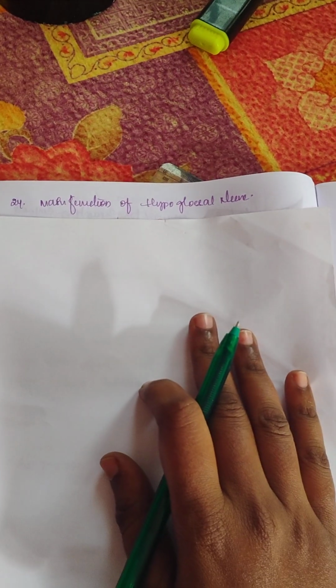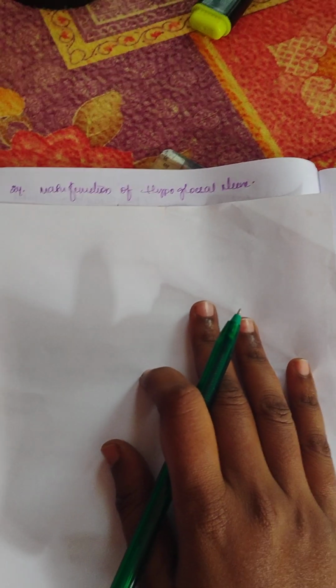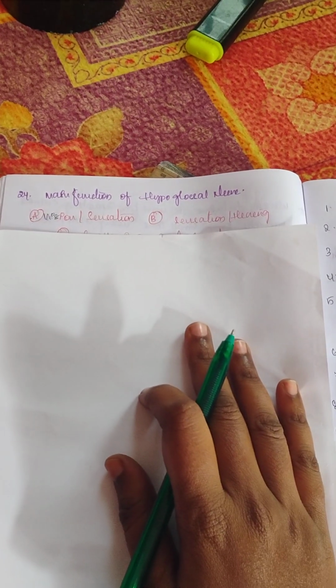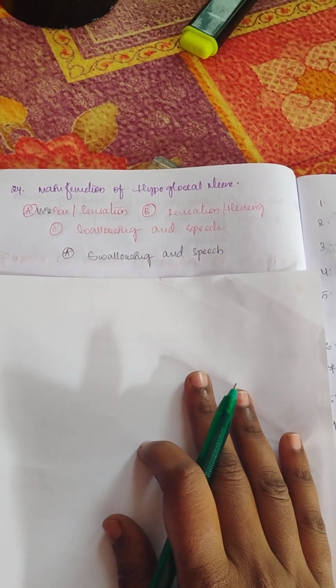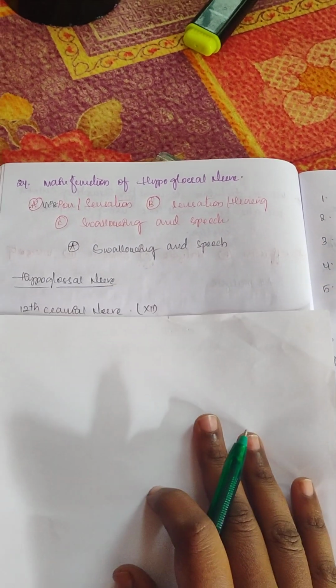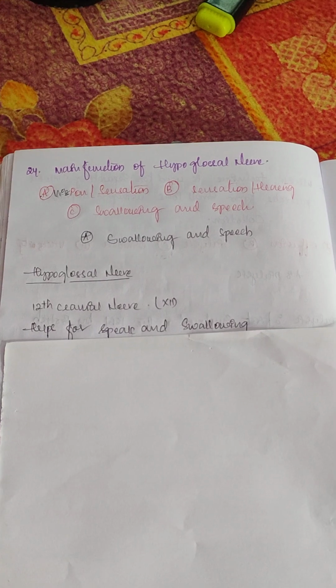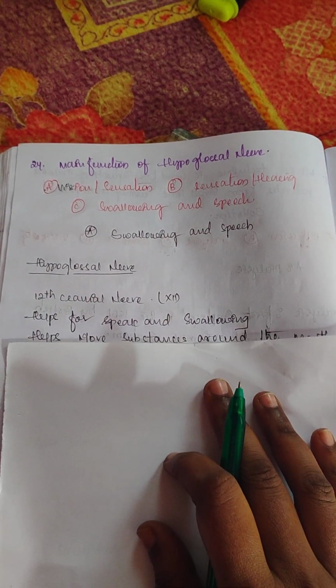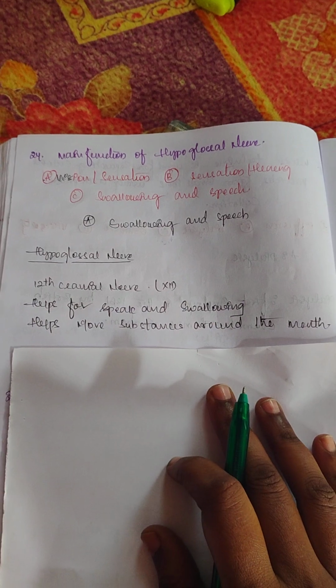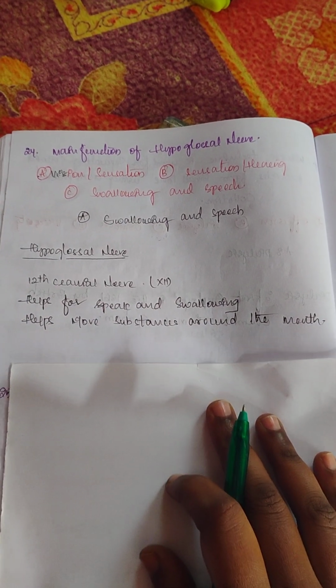Main function of the hypoglossal nerve is, the options: vision, sensation, hearing, swallowing and speech. The answer is swallowing and speech. Okay, actually, some important points about the hypoglossal nerve: we can also call it the 12th cranial nerve, and it helps with speaking and swallowing, and not only that, it moves substances around the mouth.